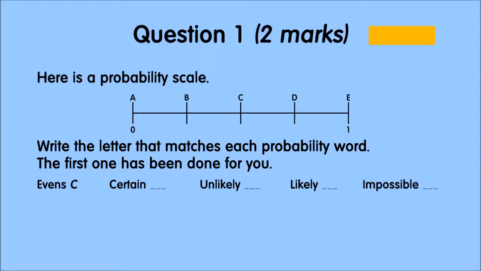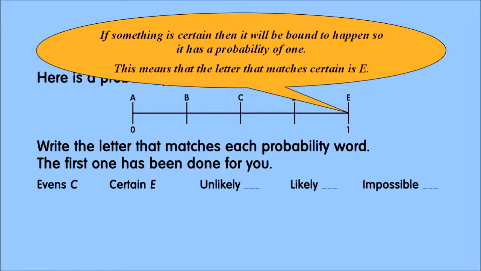Here is a probability scale. Write the letter that matches each probability word. The first one has been done for you. If something is certain, then it will be bound to happen, so it has a probability of 1. This means that the letter that matches certain is E.